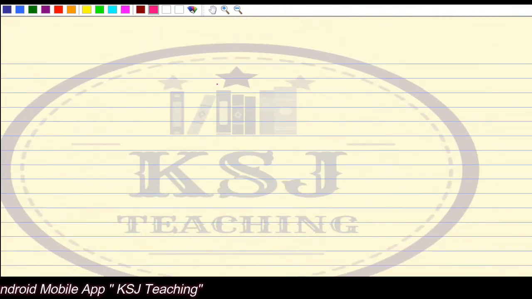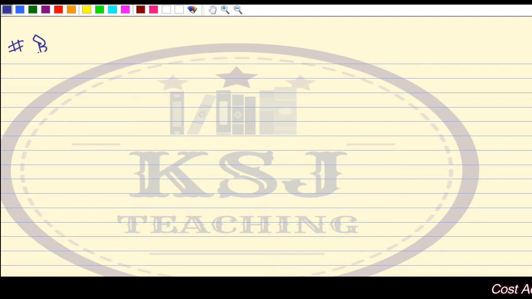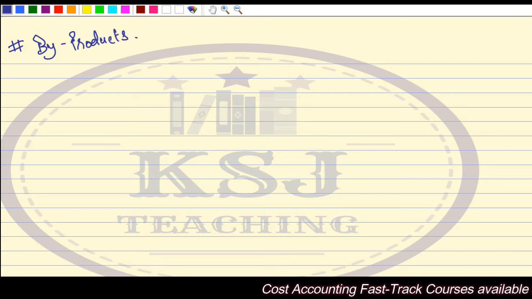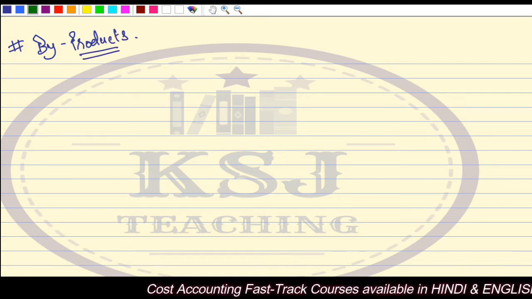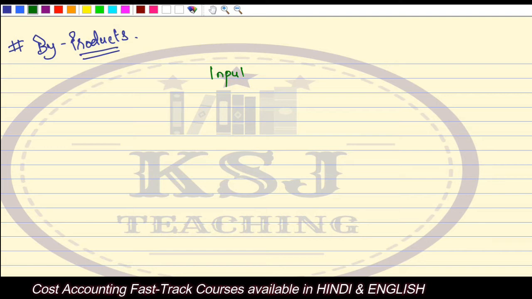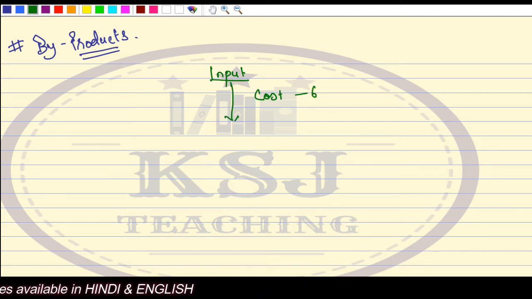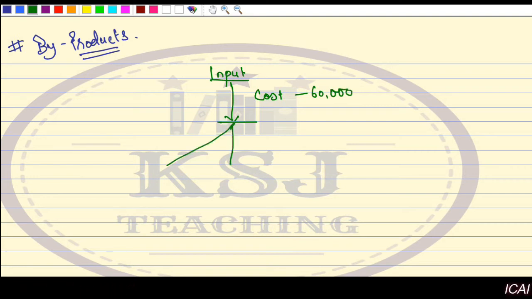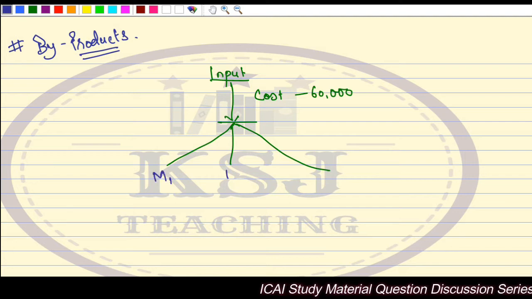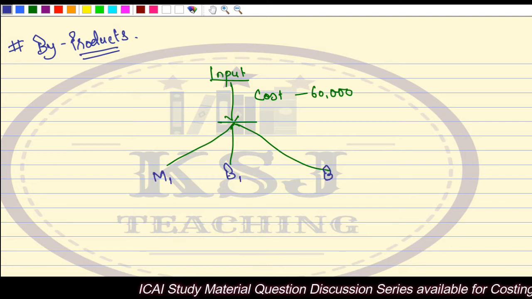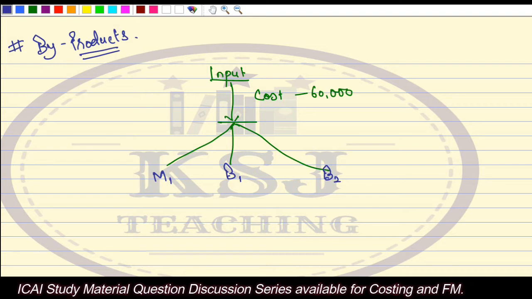Now, let's talk about the byproducts. The reverse cost method in case of byproducts. See, the methodology will remain the same. You have the input, you have incurred some cost, say 60,000 only, right? This is your split off point. From here, you will get 3 products, but in this case, you will get a main product M1, the byproduct B1, and byproduct B2, right? This is what you will be getting.